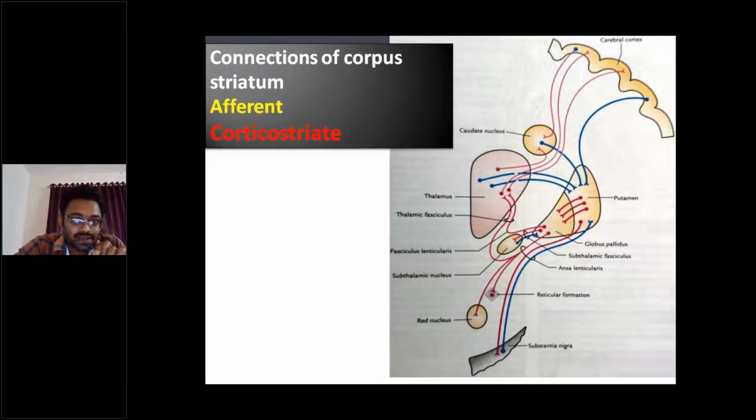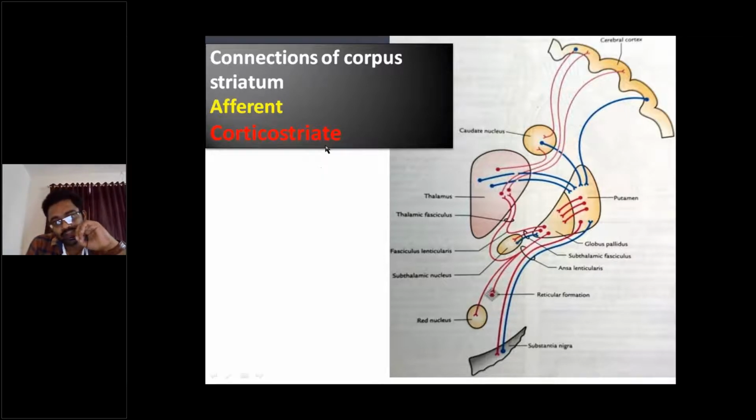Next, connections of the corpus striatum. First we discuss the afferent connections, and next we discuss the efferent connections. Afferents mostly come from the cerebral cortex, thalamus, and substantia nigra. So the corpus striatum mainly receives afferents from the cerebral cortex, thalamus, and substantia nigra. Among the afferent fibers, corticostriate.